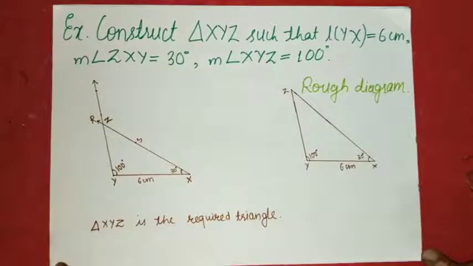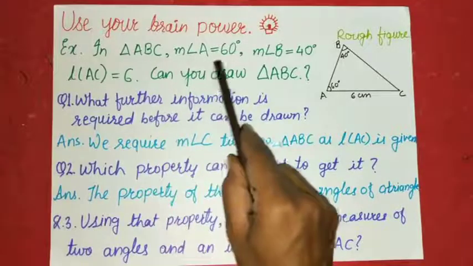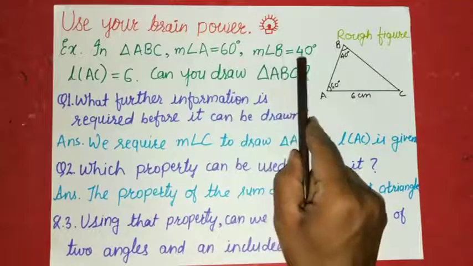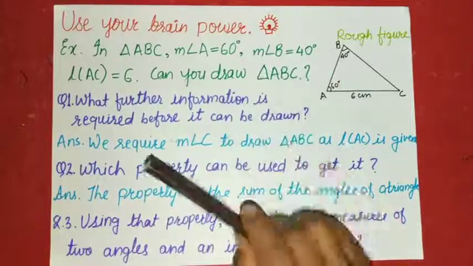Now we will move on to the next example. Dear children, you have to use your brain power. It is slightly different. Now let us see what is different in this example. In triangle ABC, measure of angle A is 60 degrees, measure of angle B is 40 degrees and length AC is 6 cm. Can you draw triangle ABC?